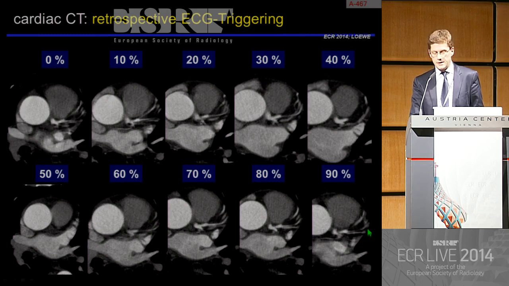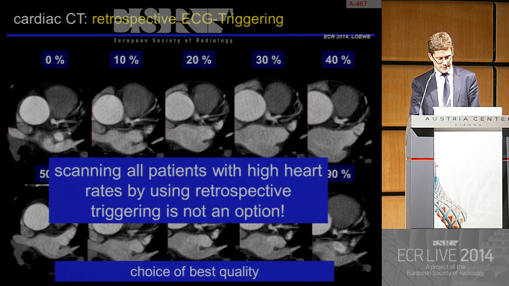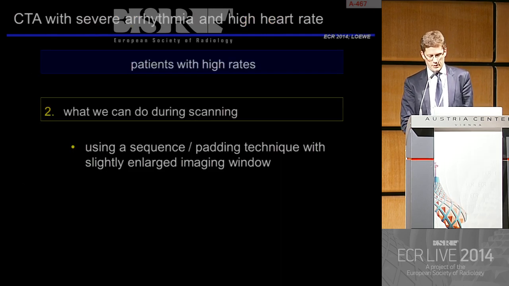Using the retrospective technique is very helpful, since we get the information from the entire cardiac cycle. We can choose from a huge amount of information. We can take the choice of best quality, since we have the entire cardiac cycle imaged. However, the radiation dose using this technique is the highest, in the area of 8 to 10 millisieverts. So it's not an option, from my point of view, to just say, well, if the heart rate is a little bit higher, we are just using the retrospective technique, and we will not care about any other options anymore. That's not an option. We should think about different options to keep the radiation dose low.